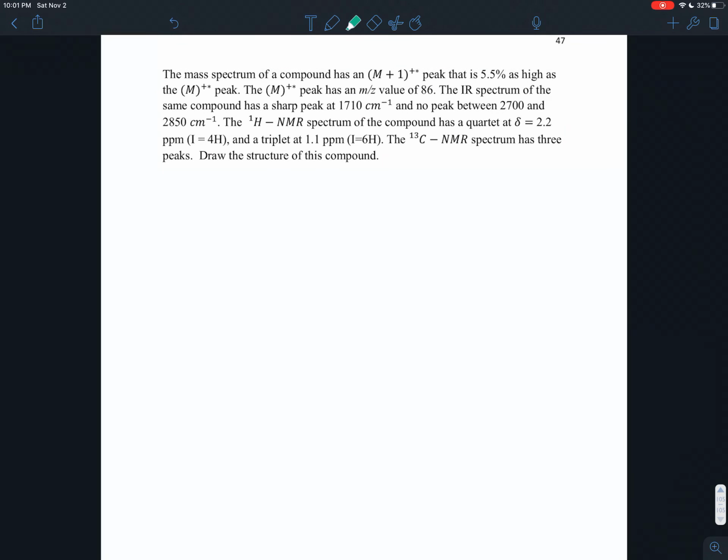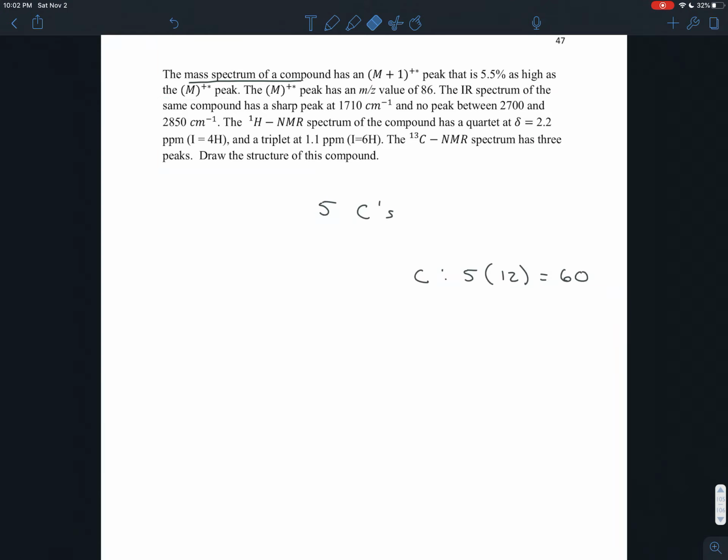All right, one last one. We have the mass spectrum of the compound. That's going to give us the molecular formula. We see that the n+1 peak is 5.5% as high as the molecular ion peak. That means that we have 5 carbons. So if we're thinking about organizing this, we have 5 carbons. Each carbon is going to weigh 12 AMU, so that's going to be 60 AMU coming from the carbons.